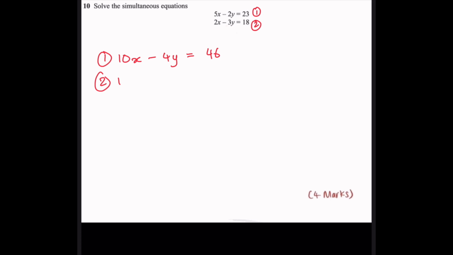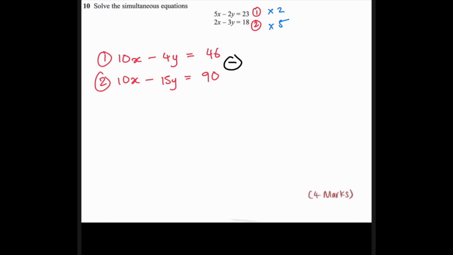This then becomes 10x minus 15y equals 18 times by 5, which is 90. So I'll put a note here of what I did. Equation 1, times it by 2. Equation 2, I times it by 5. Now I'm going to eliminate, so I'm going to do equation 1 minus equation 2.